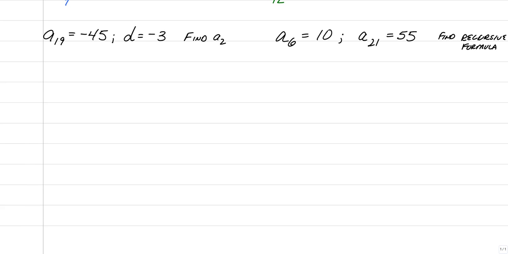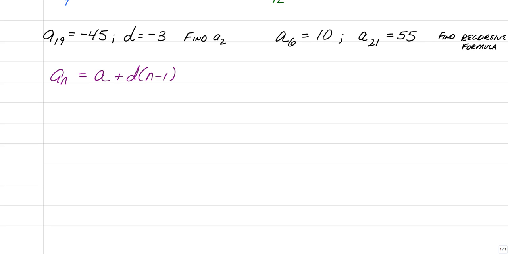Now this one's a little bit different because this time we gave you a sub 19. Now we have our difference, but we don't have our first term. That's fine, we'll use that same equation: a sub n is equal to our first term, a, plus d times n minus 1. But we're going to first use the 19.